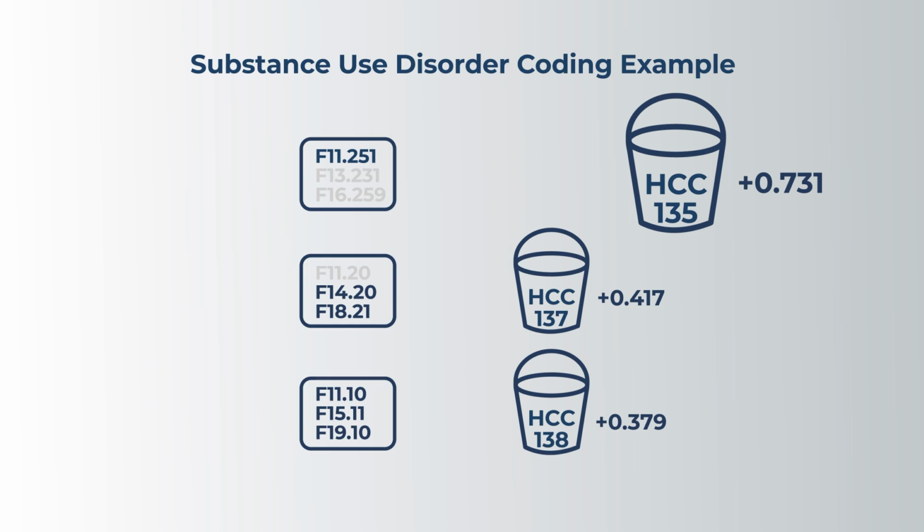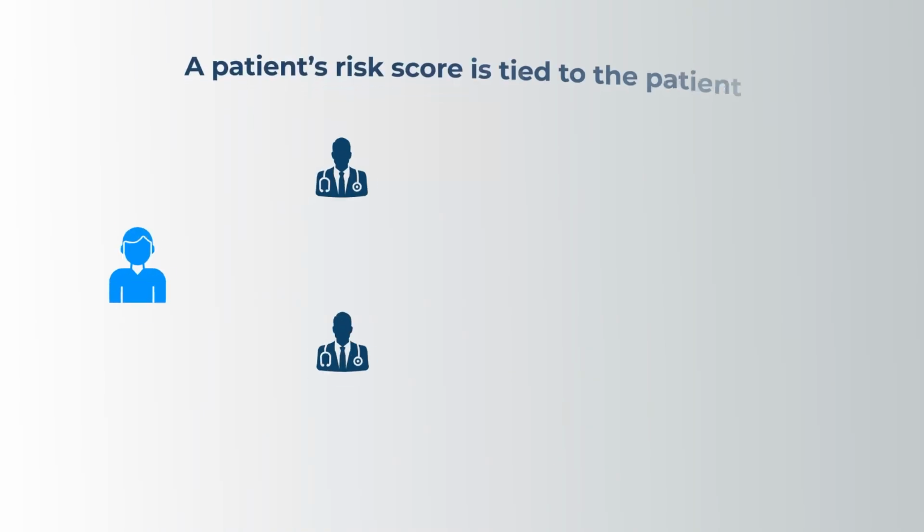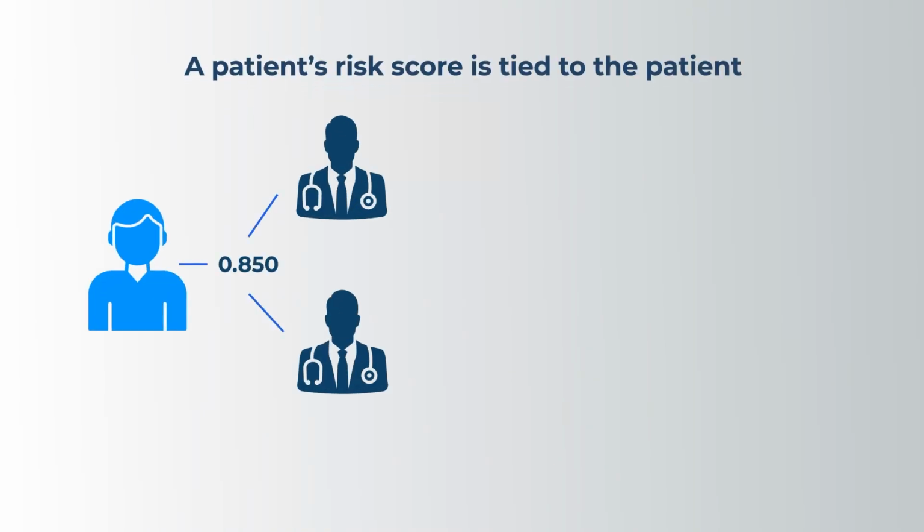higher risk than when they just had opioid use disorder mild. As such, the HCC with the highest risk will trump or overwrite all the others. The diagnoses in HCC 135 will always trump the diagnoses in HCC 137, which will trump the diagnoses in HCC 138. The next factor to consider is that the risk score of a patient is tied to the patient themselves, not the clinician. Diagnoses submitted to Medicare by any clinician will add to the patient's risk profile.